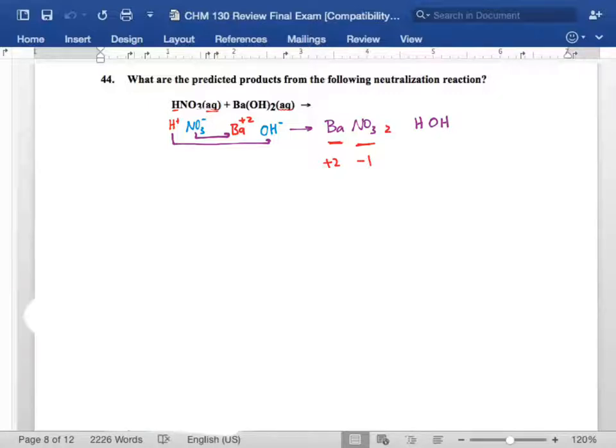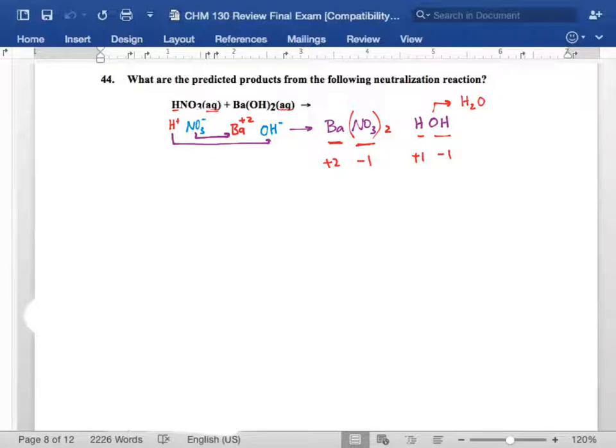I need 2 nitrates. Not NO32, but NO3, 2, in parentheses. What is the charge on hydrogen? A plus 1. The charge on hydroxide? Minus 1. Is that formula correct? Yes. More than likely, they won't write it as HOH. They would write it as H2O.